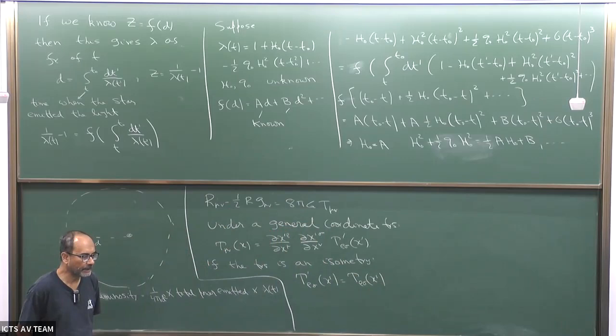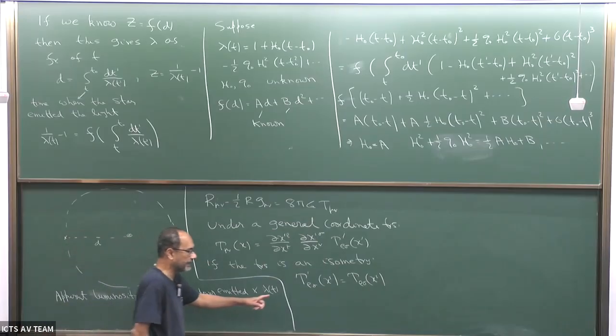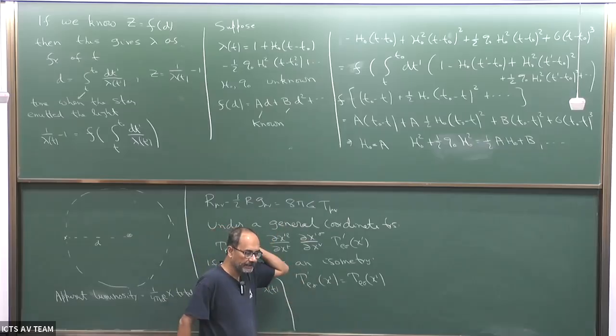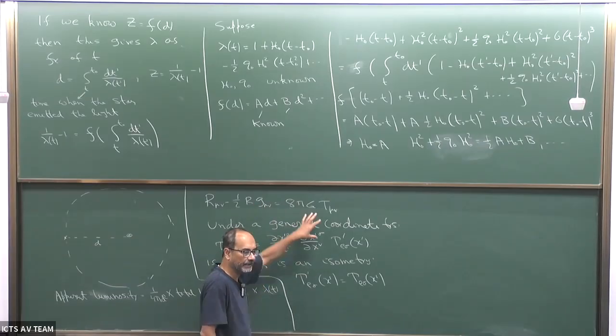Okay, T prime should have the same functional form as the original tensor, original T mu nu. Yes, if you don't demand this, then this equation will be inconsistent. Because the left hand side has an isometry, if the right hand side doesn't have the isometry, then you're equating two things, one of which has isometry, the other one doesn't. So this equation will be inconsistent.